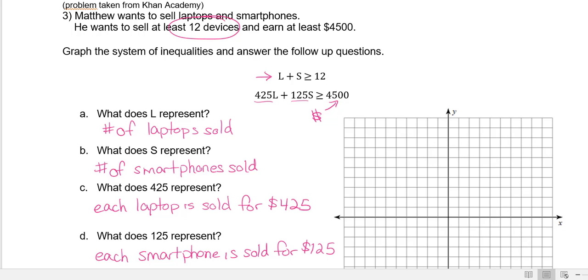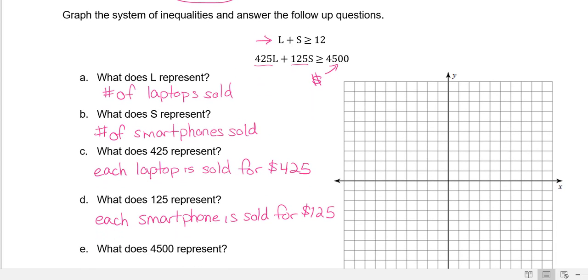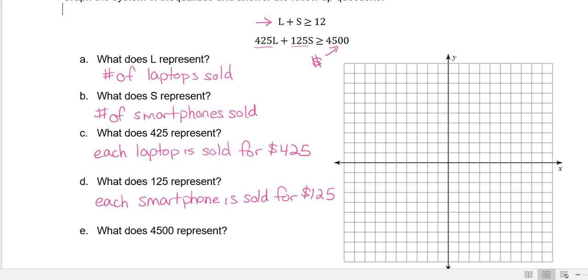$125. So again, you might have to be writing these equations in problems to come, but for now we just wanted to make sure we could dissect these values. And the last value that we want to dissect is this $4,500, which represents the total money that Matthew is going to earn.